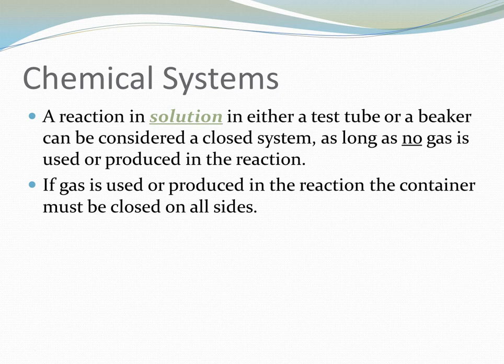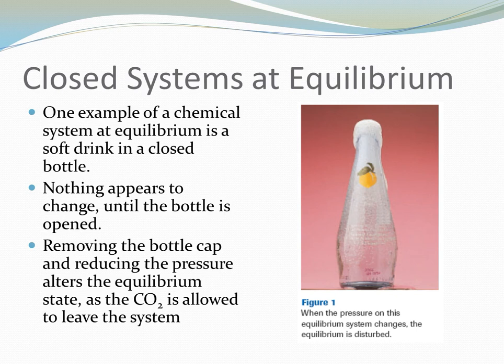A reaction that occurs in solution can be considered a closed system, even if it is in an open beaker, as long as no gases are used or released by the reaction. If gases are involved, the container must be closed on all sides. A soft drink in a closed bottle is a chemical system at equilibrium. Nothing changes inside until the bottle is opened. When the cap is removed, the pressure changes, and so does the equilibrium state. This results in the release of carbon dioxide from the solution.